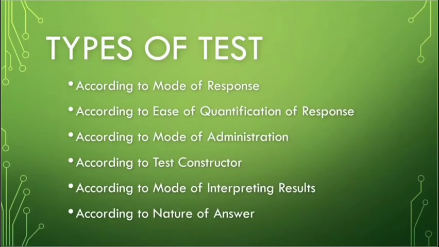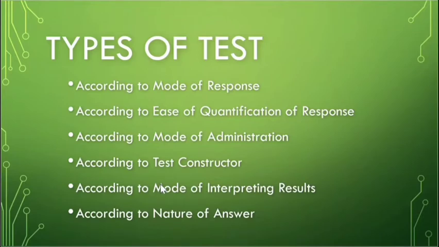We have what we call types of tests. Types of tests could be classified into the following: number one, according to mode of response; number two, according to ease of quantification of response; number three, according to mode of administration; number four, according to test constructor; number five, according to mode of interpreting results; number six, according to nature of answer.